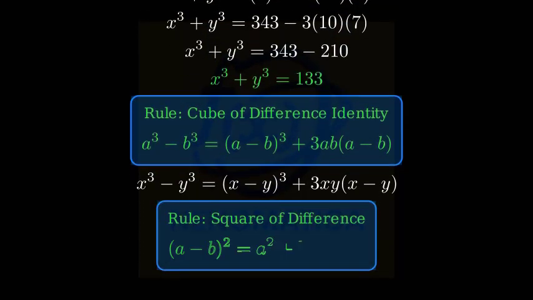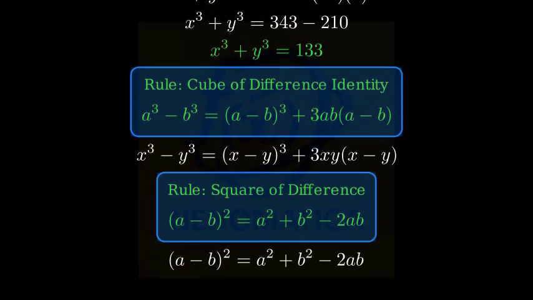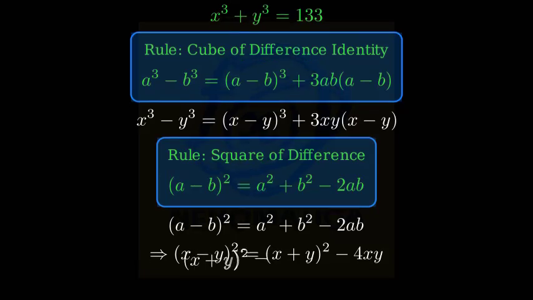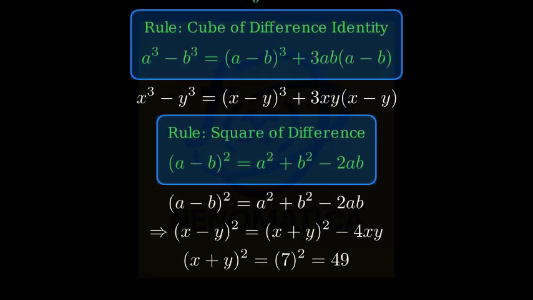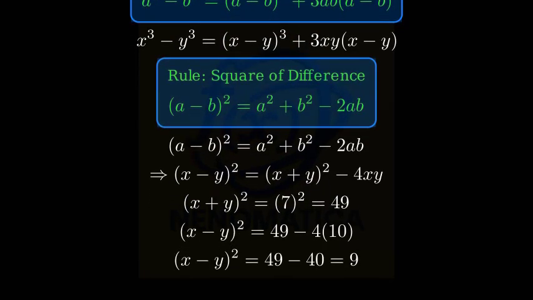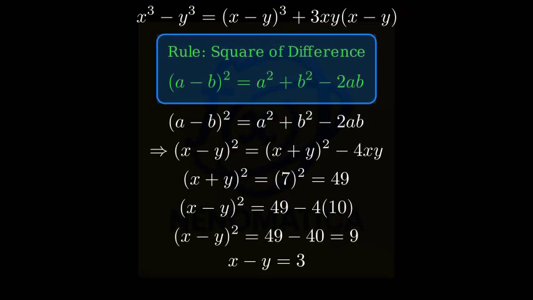To do this, we'll use the identity for the square of a difference. The square of a difference equals the sum of squares minus 2 times the product. That is, we can express x minus y squared as equal to x plus y squared minus 4 times x times y. Since we know that x plus y equals 7, we can write that x plus y squared equals 49. Substituting our values, we get x minus y squared equals 49 minus 4 times 10, which gives us x minus y squared equals 49 minus 40, or 9. Taking the square root, we get x minus y equals 3, since x is greater than y.